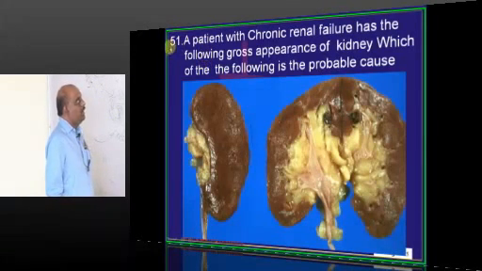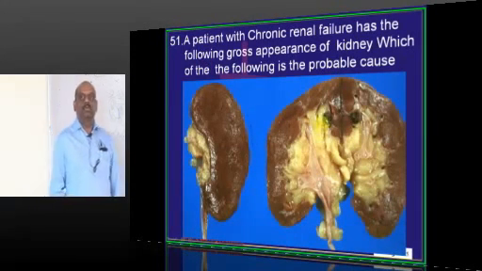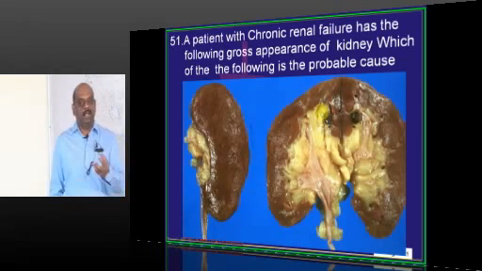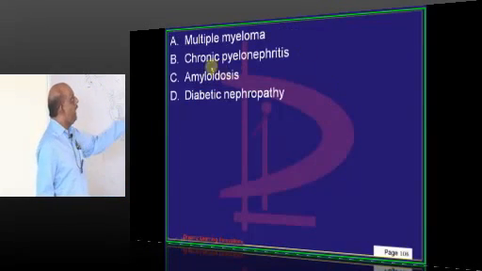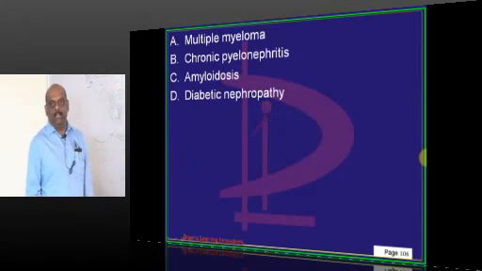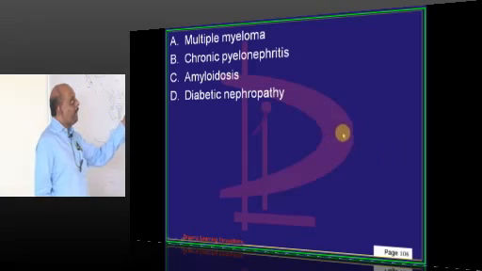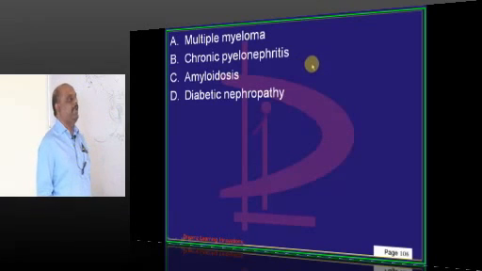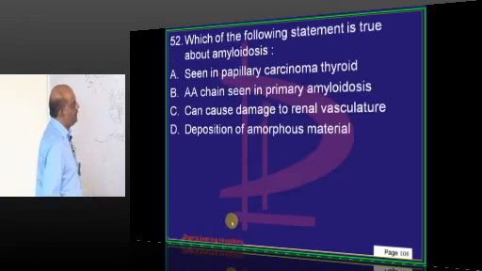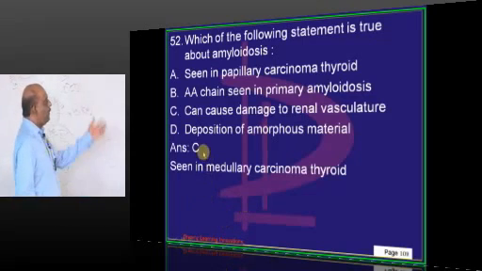There is chronic renal failure. What does this appearance show? Shrunken kidney. Amyloidosis, diabetic nephropathy and multiple myeloma all lead to CRF with a normal sized kidney, while pyelonephritis leads to a shrunken kidney. That is a point of interest. Then coming to amyloidosis.